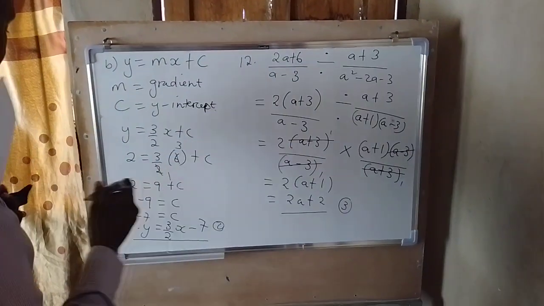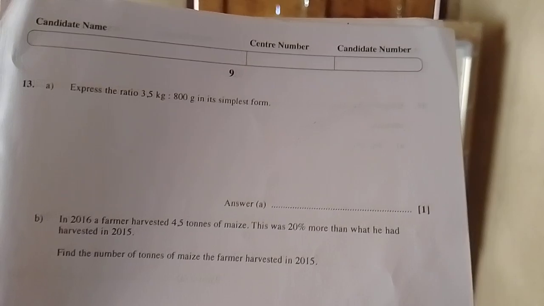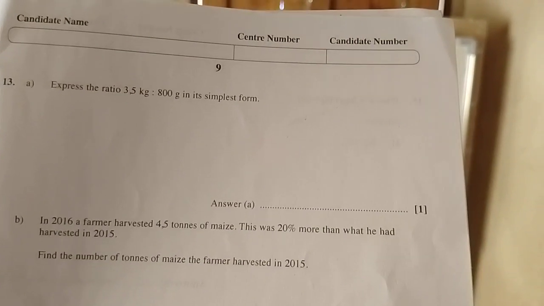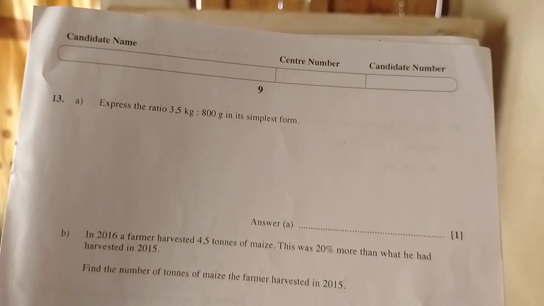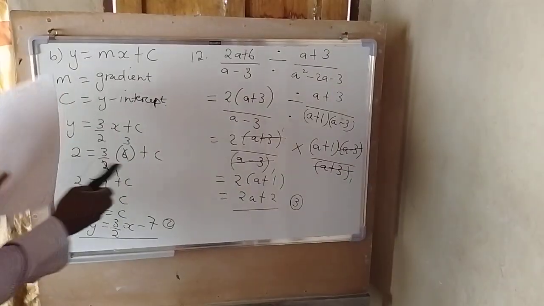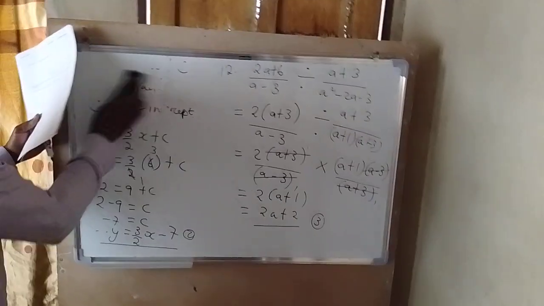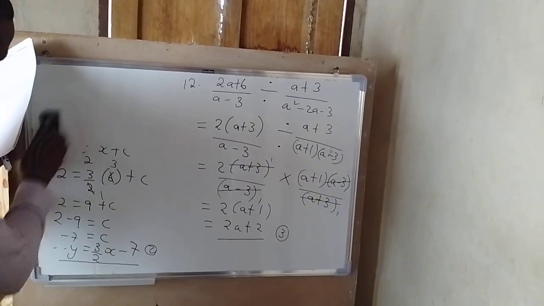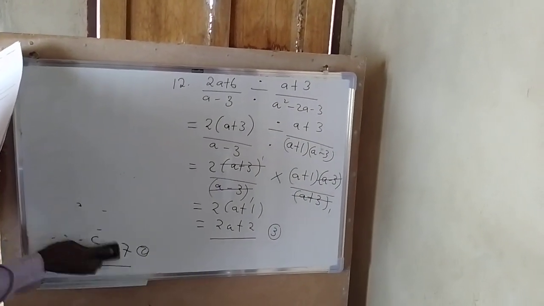Then number 13a. The question is on ratios. Express the ratio 3.5 kgs as to 800 grams in its simplest form. Now, to express this ratio in its simplest form, the units must be the same. So, we want to change the 3.5 kgs to grams first. So, we are multiplying by 1000. 1 kg is equal to 1000 grams.